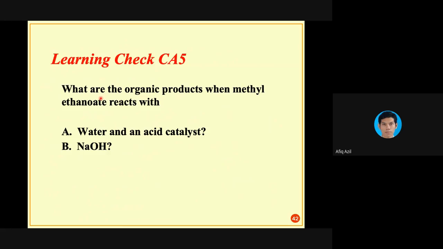Okay, what are the organic products when methyl ethanoate reacts with water and acid catalyst? So here, basically, it is the hydrolysis of ester. When you have the reaction of methyl ethanoate in the presence of water and acid catalyst, it will be turned back into carboxylic acid and alcohol, which is methanol and also ethanoic acid.